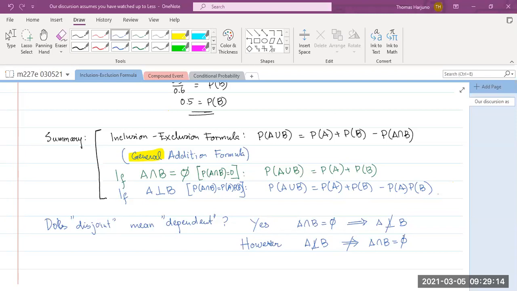Okay. So we are dependent, but we are not disjoint. However, once we are disjoint, for sure we are dependent. Okay. I hope that explains that. But very good question. That's a very, very good question.